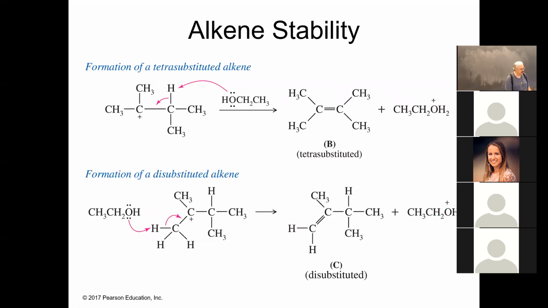Zaitsev's rule works the way it does because we get the more stable alkene. Right, in this example, we get a tetra-substituted versus a di-substituted alkene. And of course, we would predict that the tetra-substituted alkene would be the major product.